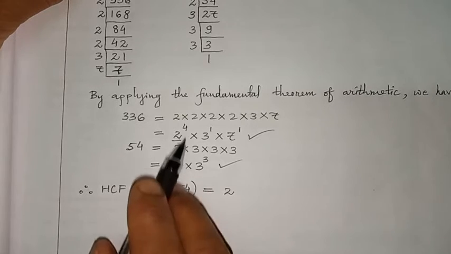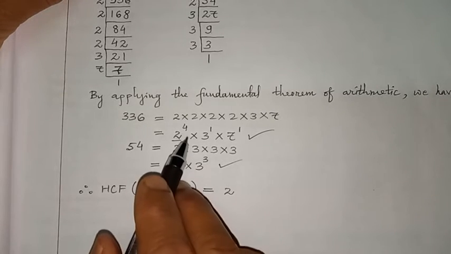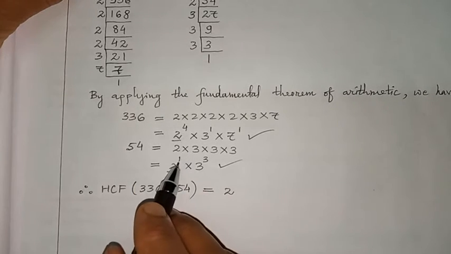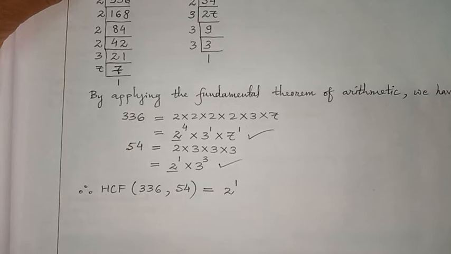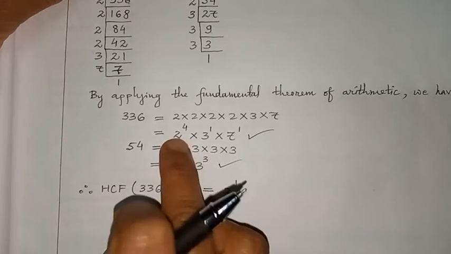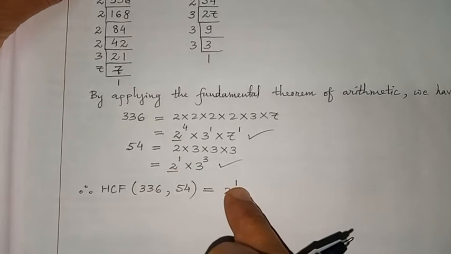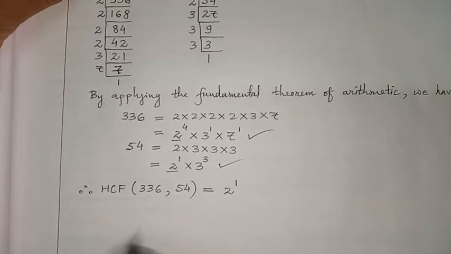So which is the smaller one? Which is the lowest exponent? Obviously, compared to 4 and 1, 1 is the lower exponent. So we'll write only 1. Okay. To find HCF, we take only common with the lower power. Okay, lowest power.